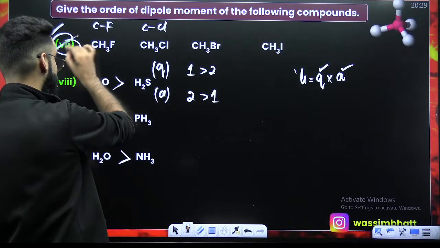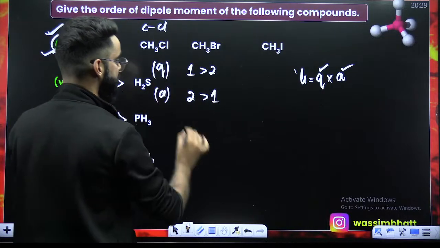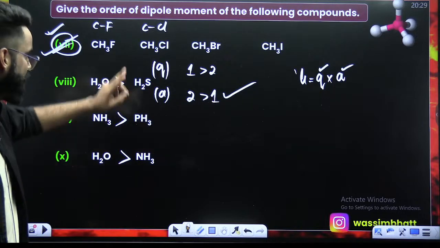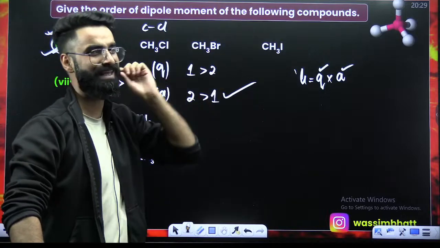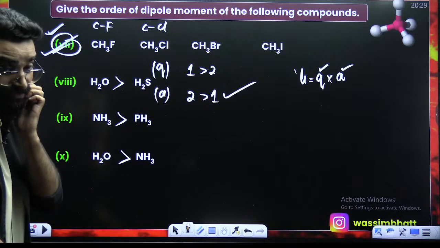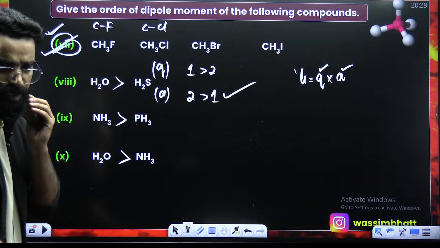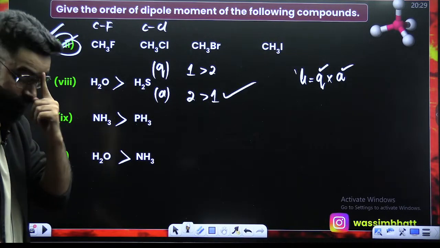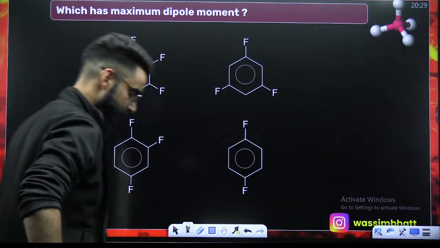And in case of CH3F and CH3Cl, distance factor dominates over charge factor. And when distance factor dominates over charge factor, the dipole moment of CH3Cl will be more than that of CH3F, then your CH3Br, and then your CH3I. Am I clear with this? Quick, people. Let me know in the chats. Yeah? I believe this is clear.